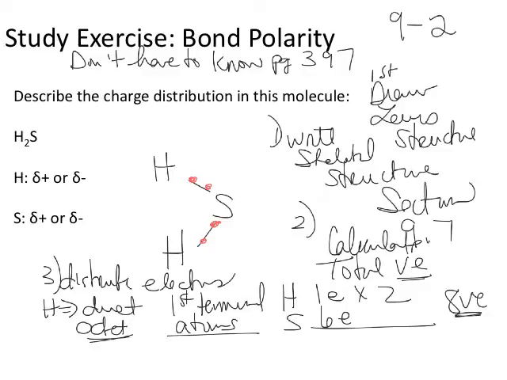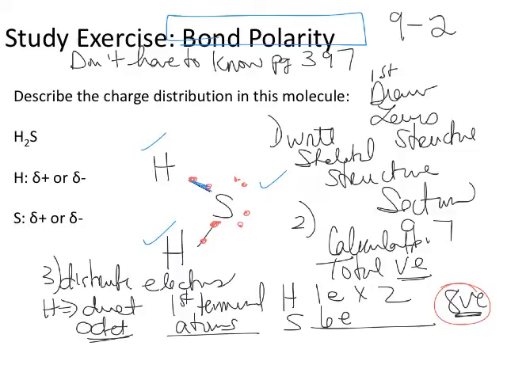So that's 1, 2, 3, 4, 5, 6. Remember, we have 8 here. It's 1, 2, so 5, 6, 7, 8. And then we check to see if all the octets are made. So this is fine, and sulfur has 1, 2, 3, 4, 5, 6, 7, 8. So that's a correct structure. Now, this particular exercise is asking about bond polarity. And so this is within the hydrogen-sulfur bond. So we're talking about within here.